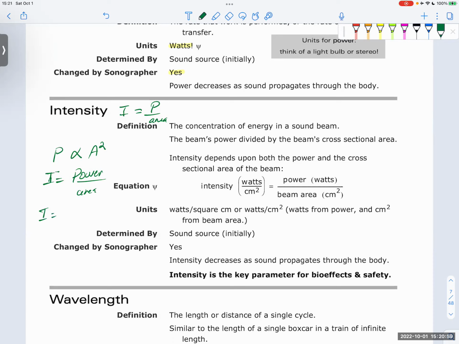Then intensity equals amplitude squared divided by area. Let's say the area is fixed. So if you increase the amplitude, then this will increase the intensity. And again, it will increase in the same way. So if we increase the amplitude 3 times, then the intensity will increase 9 times.